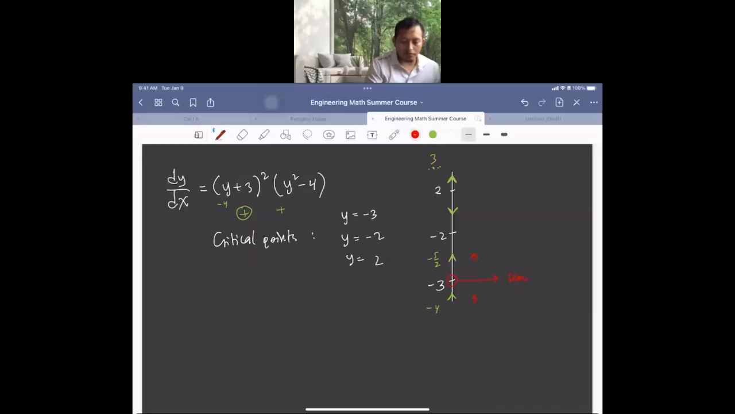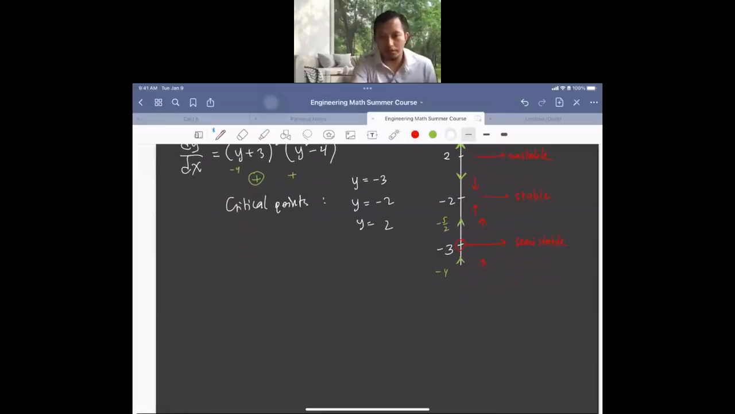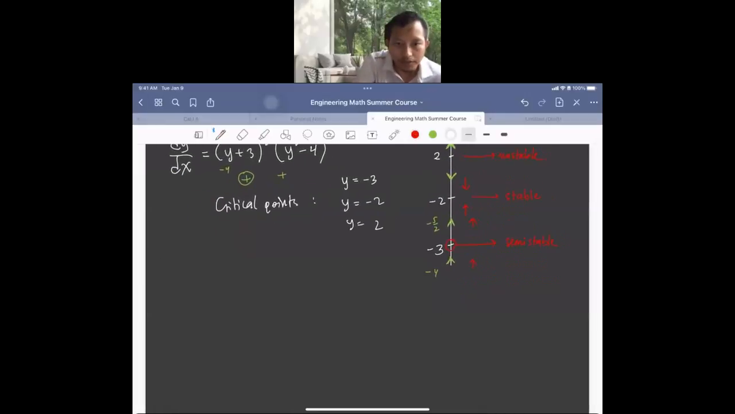So when we have going up, this part will be semi-stable. And if we have going down and going up here, this -2 becomes stable. And if they repel each other, this becomes unstable. Okay. Easy, right? I hope you can get this correct in the midterm.